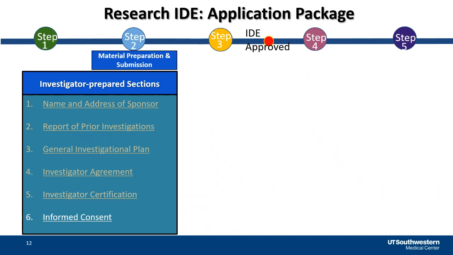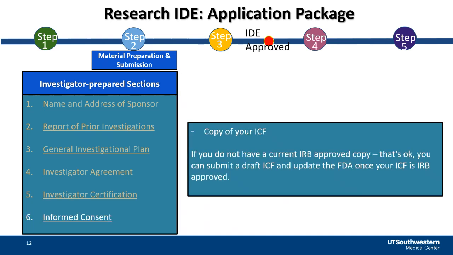Informed consent. The FDA like to see a copy of your informed consent form. Now, you may not have an IRB approved copy of this yet, as it's likely that the IRB have not reviewed your study, as you need the FDA approval before that can happen. That's totally fine. You can just submit the draft of the informed consent form you're going to submit to the IRB, and then update the FDA once your informed consent form is stamped and approved by the IRB.